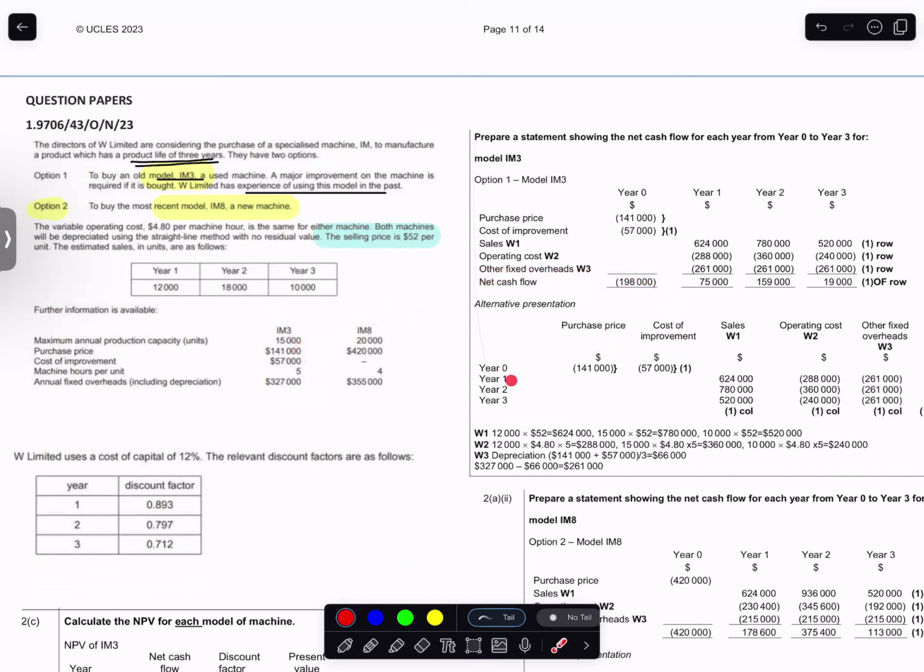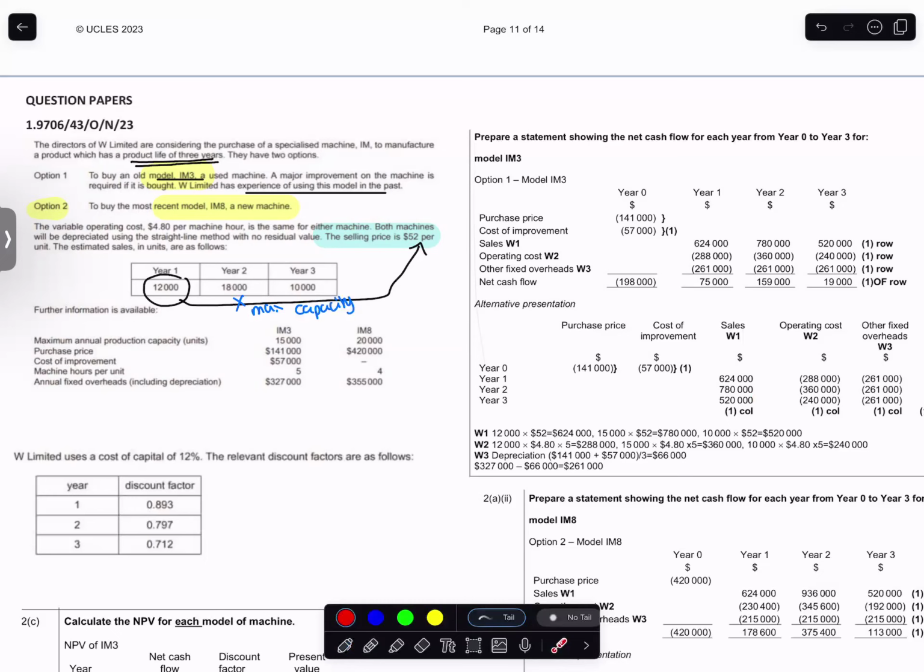For year one, you'll have to calculate the sales. How will you calculate? 52 into 12,000. And then you can calculate your sales for year 2 and 3 also. 18,000 into 52 for year 2, but you won't do 18,000, you'll do 15,000. Why? Because the maximum capacity is 15,000. Very good. So 15,000 into 52. Then you get it for year 2 and 3 also, like that.